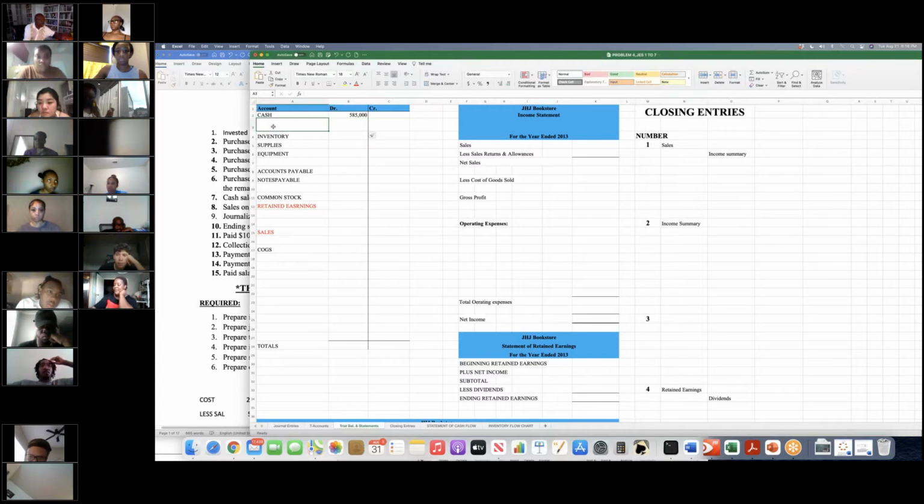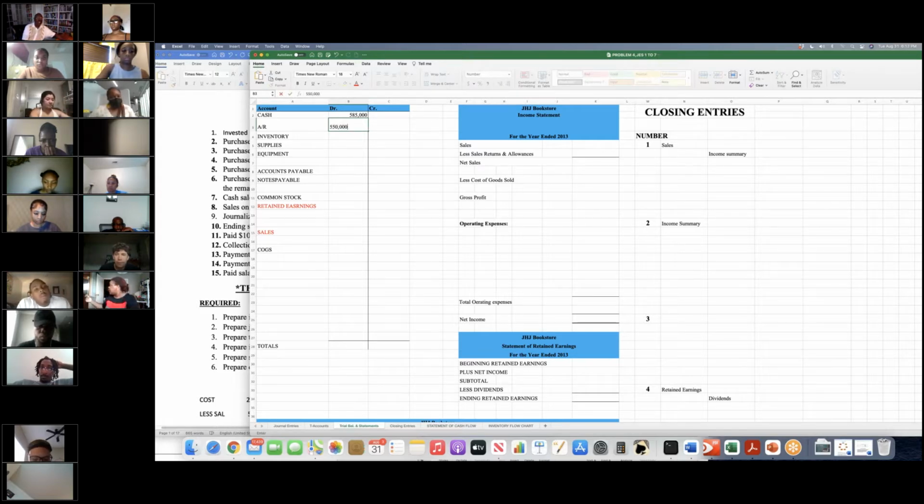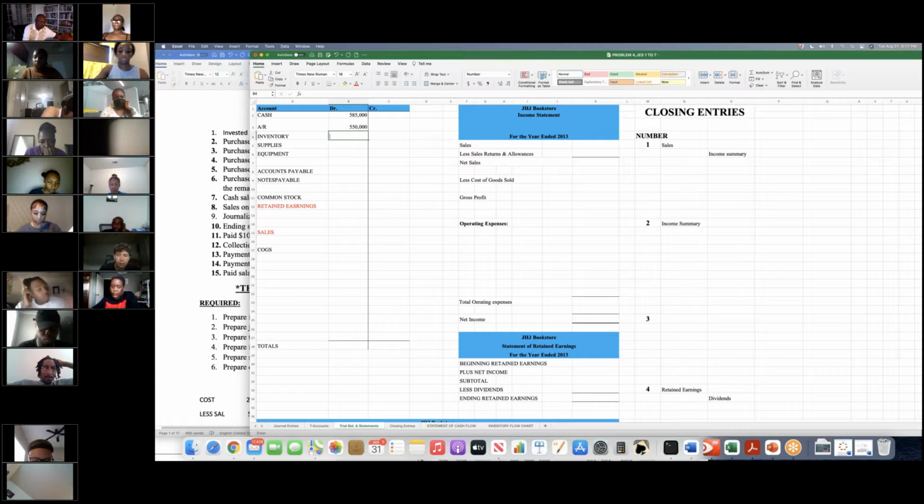All right, so let's see if we can put accounts receivable in here. How much is the account receivable? 150,000. How much is inventory? 60,000. Professor, what did you put for account receivable? What's the amount supposed to be? 150. Okay.